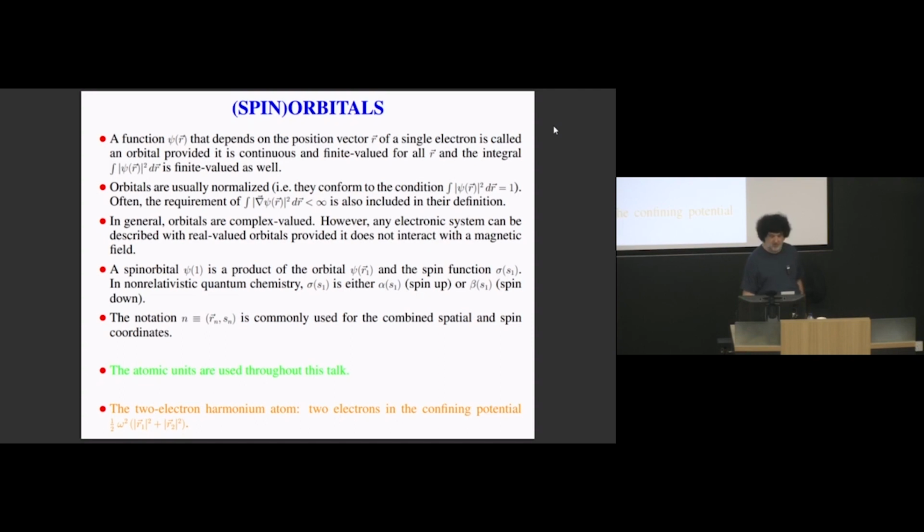And also from time to time, I will be mentioning something called the two-electron harmonium atom. This is nothing else but two electrons in a confining potential, which is harmonic instead of Coulombic. So we can imagine that system as two electrons on springs that repel each other Coulombically, but instead of being attracted to a nucleus Coulombically, they are attracted by a harmonic potential. They are confined by the harmonic potential.